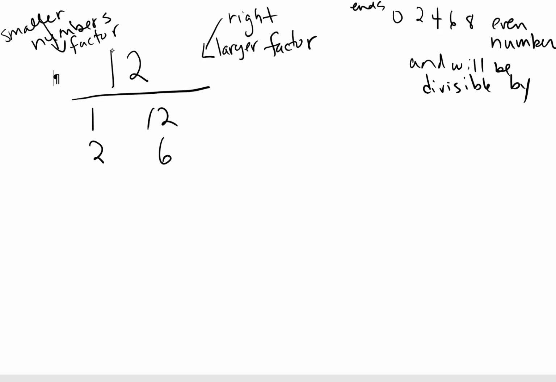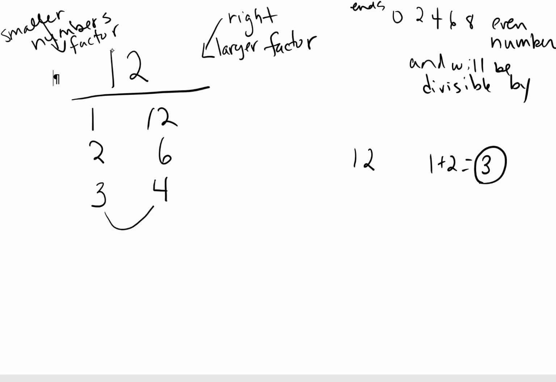Also, 3 goes into 12. When a number is divisible by 3, if I add the digits and they add up to a number that divides by 3, I know the number divides by 3. So even though I know 3 goes into 12, I can still use that rule. If I take 12 and add the digits, 1 plus 2, that gives me 3. That's a number divisible by 3, so I know 12 will be divisible by 3. So 3 times 4.